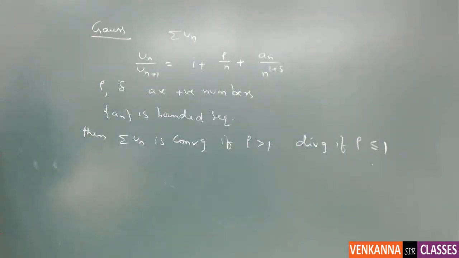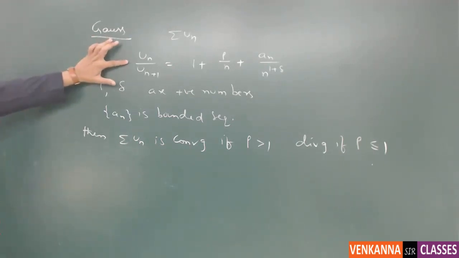The condition for every test, sorry, for every test, the failure conditions are there. Initially, what I am saying, in order to apply the Gauss test, we should have the binomial expansion there. If you are unable to apply the binomial expansion, it means the Gauss test has failed, that's all. If you are able to expand un by un plus 1 in the form of binomial expansion, like 1 plus x whole power minus 1, 1 minus x whole power minus 1, like that, if that kind of expression is possible, fine. Otherwise, it fails.